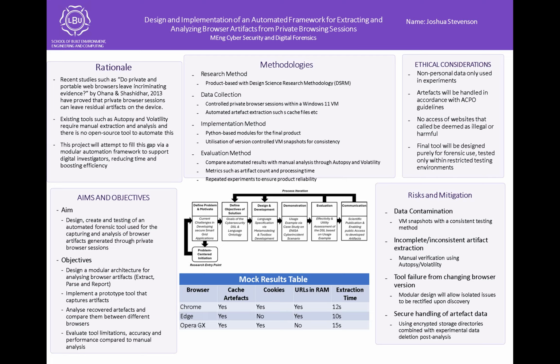Next, incomplete or inconsistent artifact extraction. For example, if an artifact looks like it is missing data, say it doesn't know what date it was created on, this will be checked with a manual tool, so Autopsy or Volatility. If that is also missing that piece of information, then it can be concluded that the automated tool isn't missing the information, it just doesn't exist. So it's double checking to make sure it's not just missing verification data.